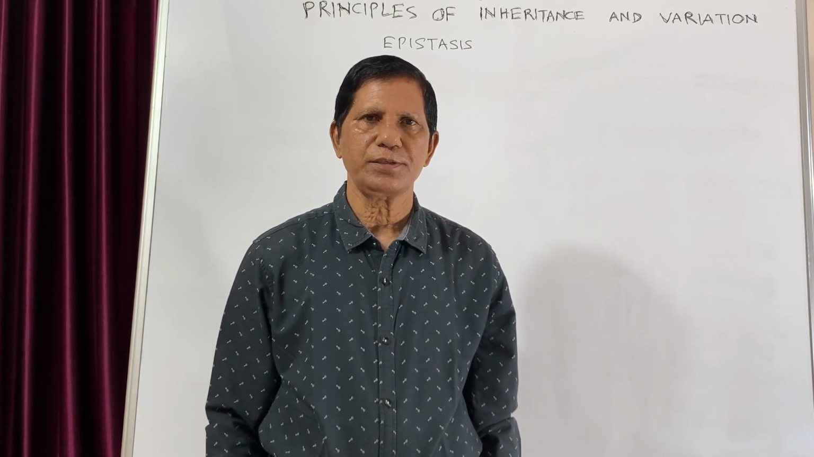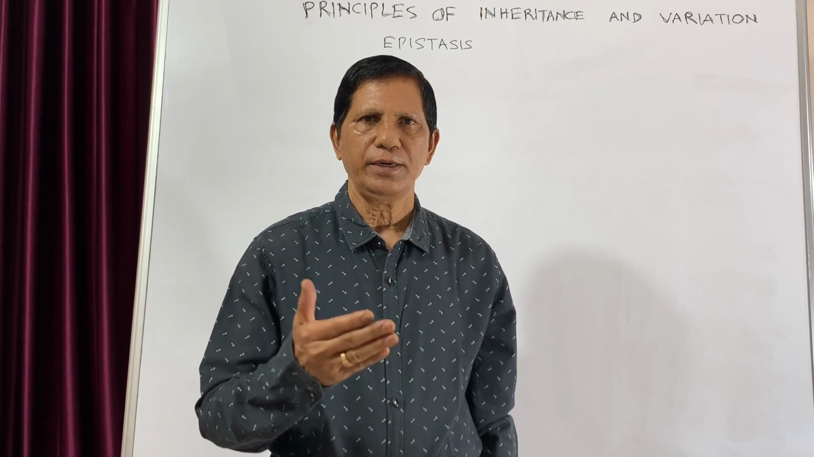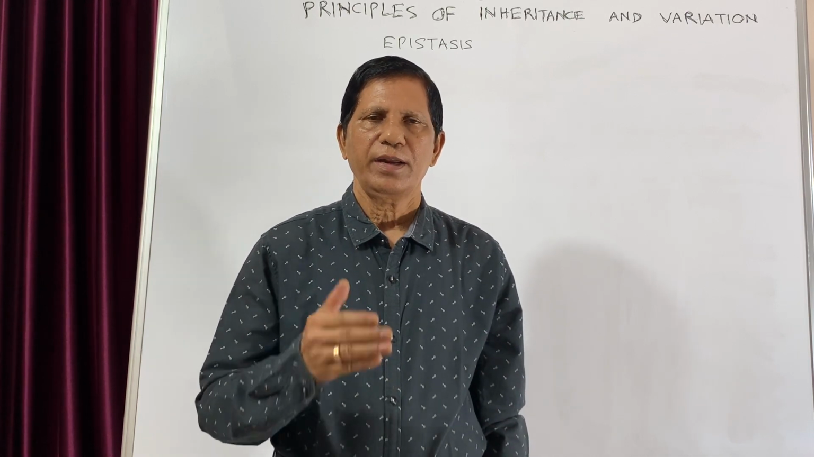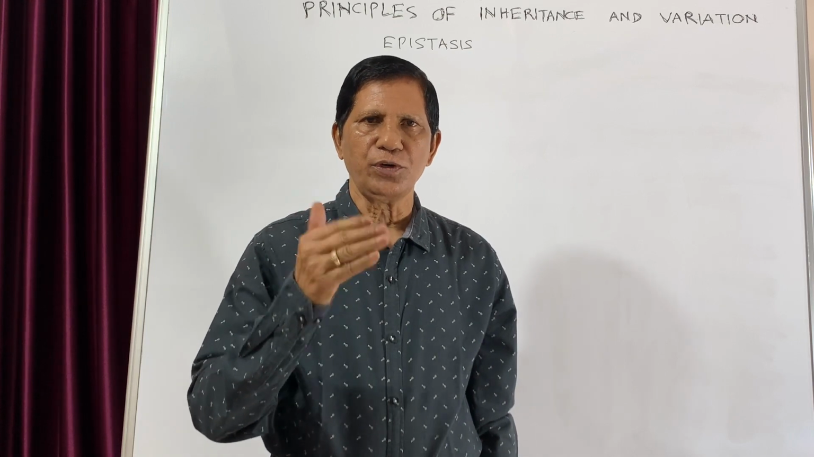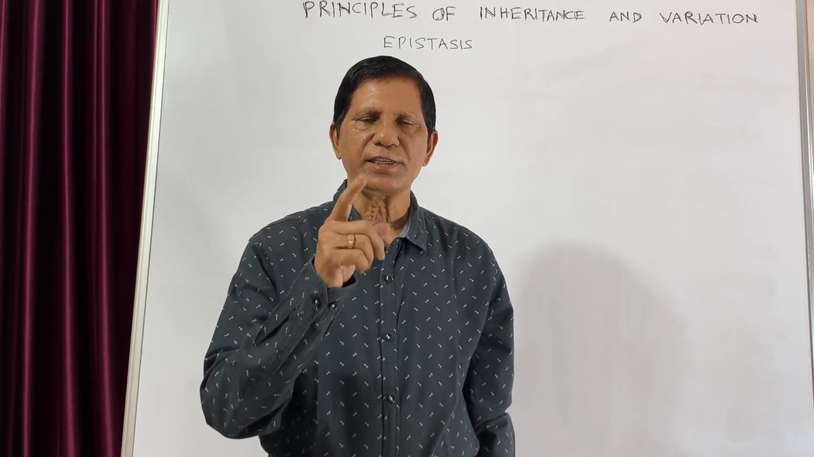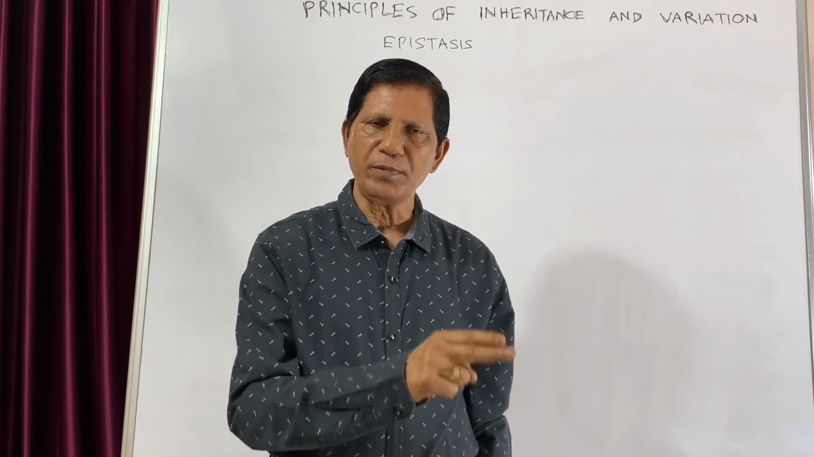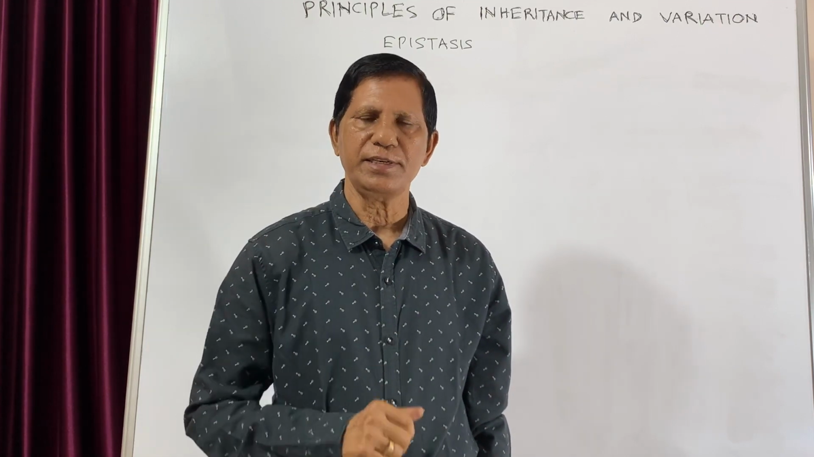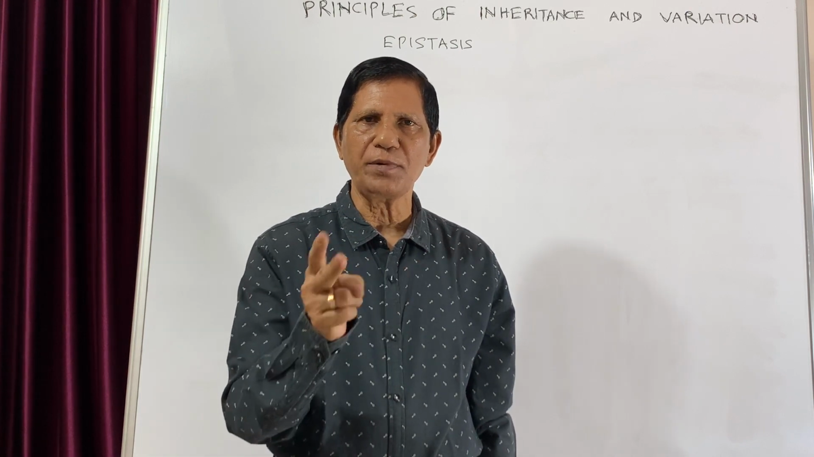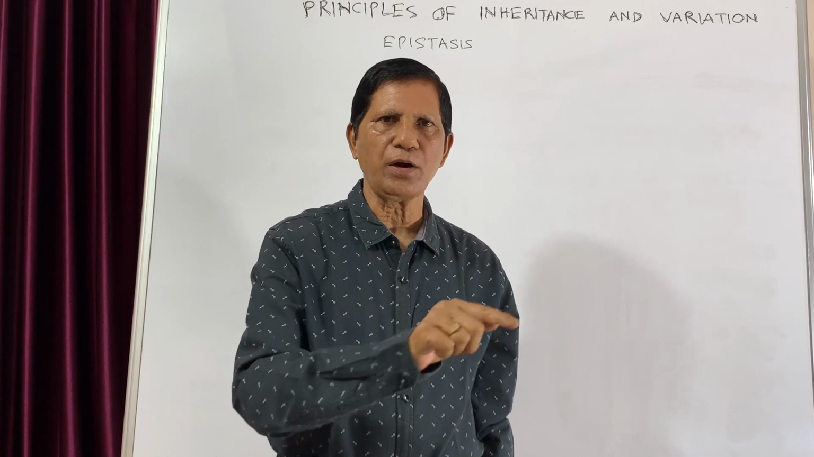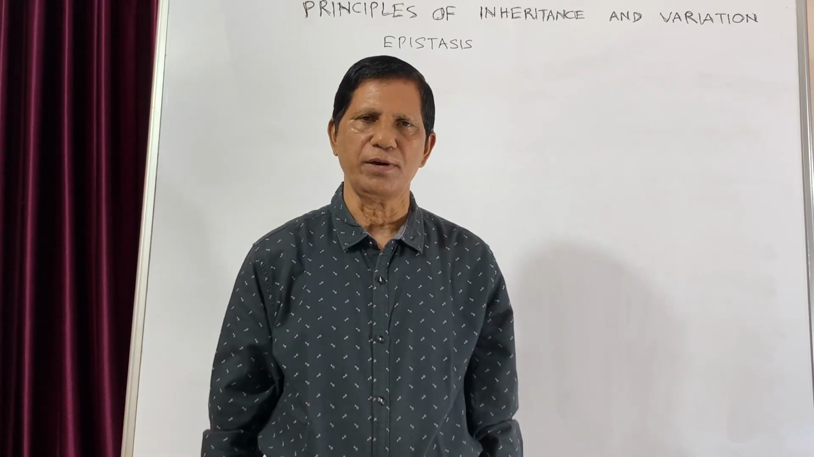Today we will discuss in this video gene interaction, that is epistasis. In Mendel's laws we know that a single gene has two alleles. One is dominant, the other is recessive. Both the dominant and recessive genes are present in the same locus, but the dominant one suppresses the expression of the recessive one.